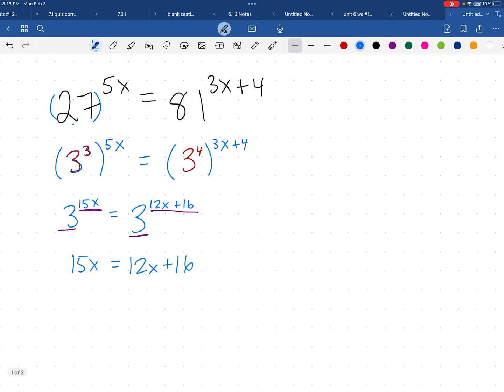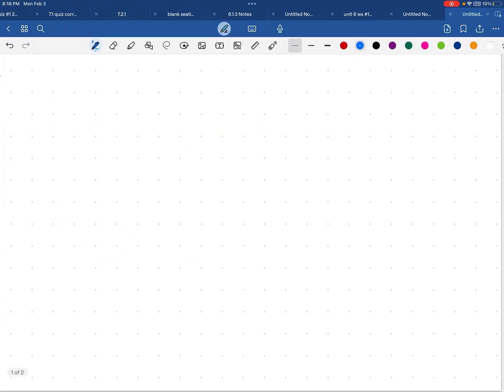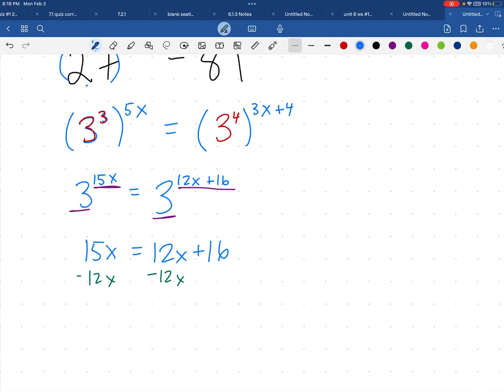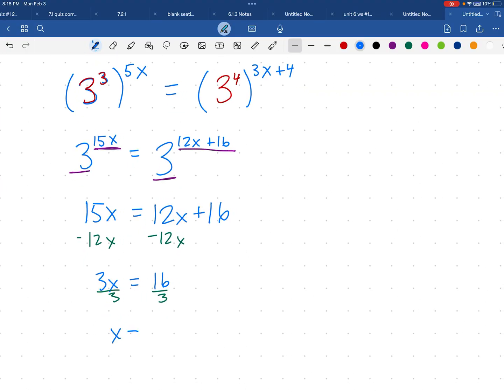So it's not that I'm getting rid of the 3's per se, it's that I get to ignore them because I know that if the 3's are the same, then the exponents have to be the same too. That's what our property at the top says. And then I can solve for x on this one. So minus 12x. x equals 16 divided by 3. And this isn't going to throw me because it's okay that 3 doesn't go into 16. It means I have a fraction. It's my answer here, 16 over 3.